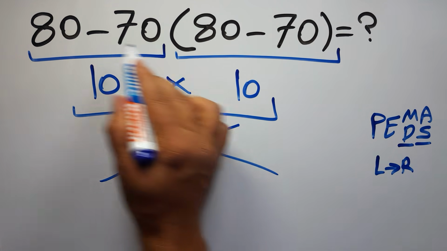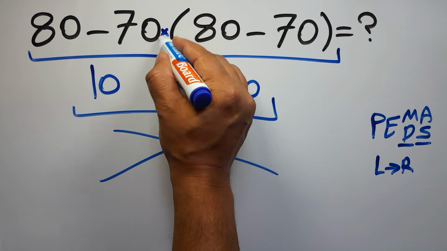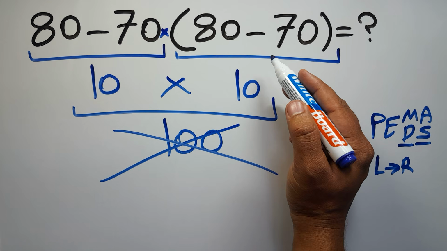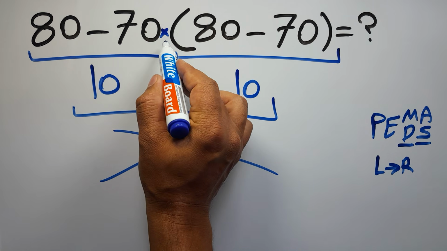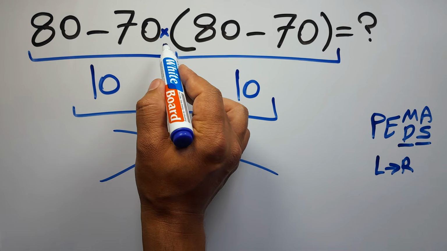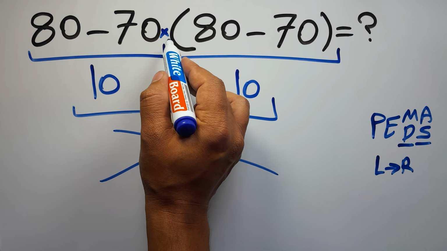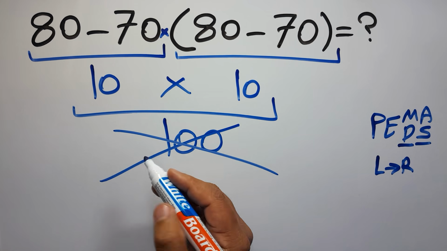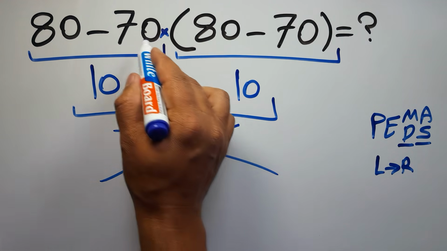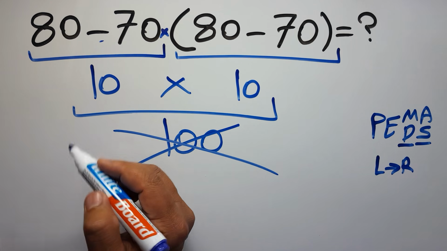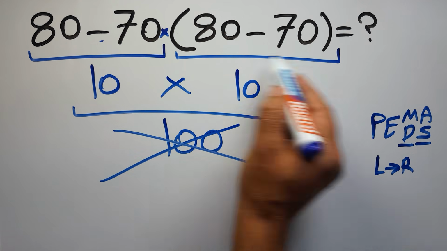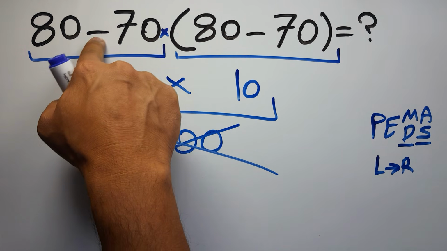In this expression, we have one subtraction, one multiplication, and one parentheses. Inside this parentheses, we have one subtraction. Here we have a multiplication, because in mathematics, when a number is placed next to parentheses, it means multiplication. And we usually don't write the multiplication sign for brevity. Okay, so according to PEMDAS, first we have to do this parentheses, then this multiplication, and finally this subtraction. If we do this subtraction before this multiplication or this parentheses, it is wrong.